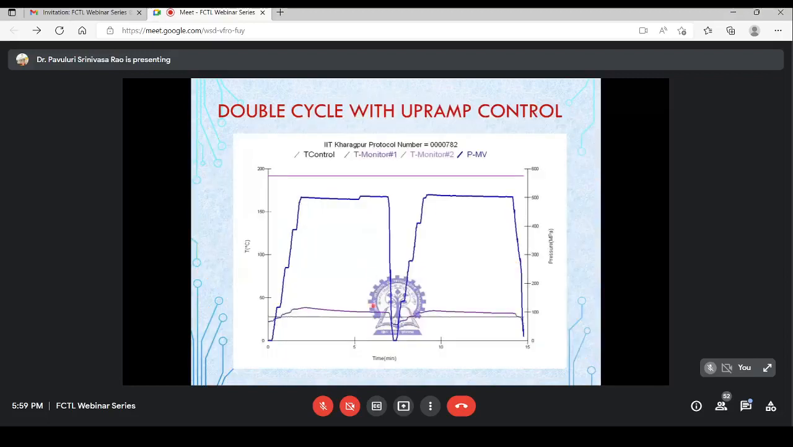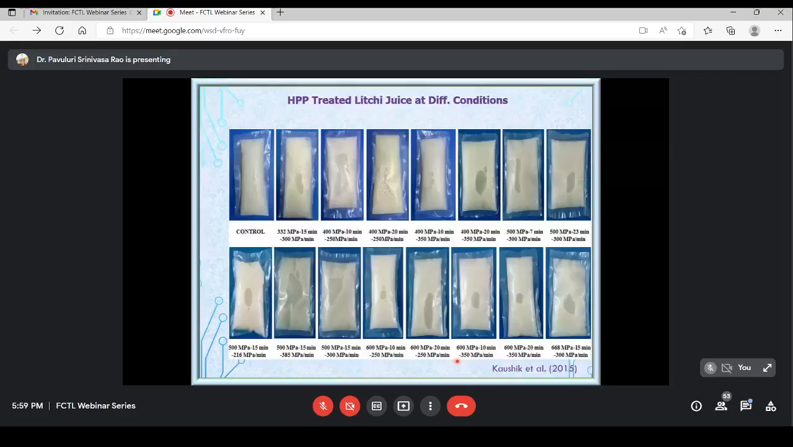So here you can see the double cycle means the same process conditions we are applying twice, and let us say this is a 10-minute holding, this is a 10-minute holding, overall it's 20-minute holding. But for an equivalent microbial inactivation, we may require more than 30 minutes of holding if you are going for a continuous holding. So this is one advantage with holding with cyclic pressure.